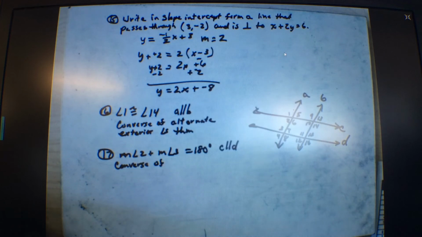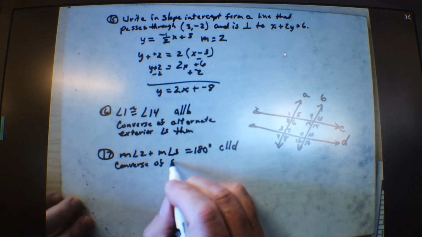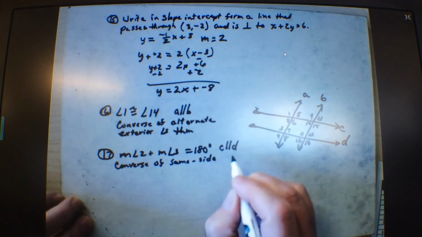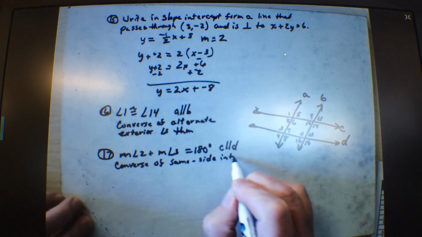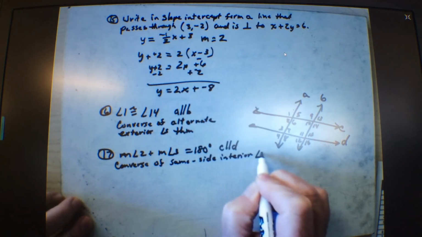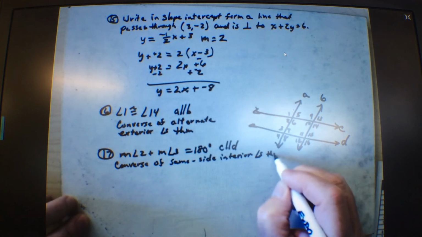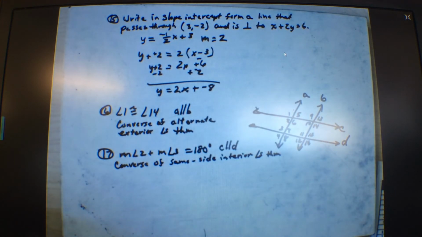Is that supplementary? Same, it's consecutive. I like same side interior angles, but I will accept both. Now you can't just make up stuff. Okay? Converse of the same side interior angles theorem. Okay? Alright.